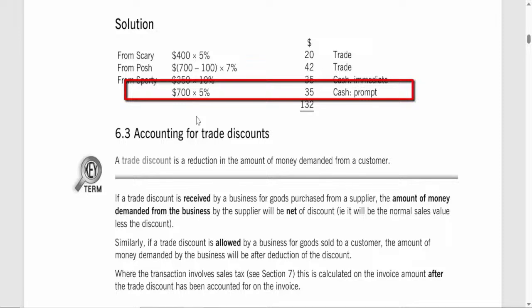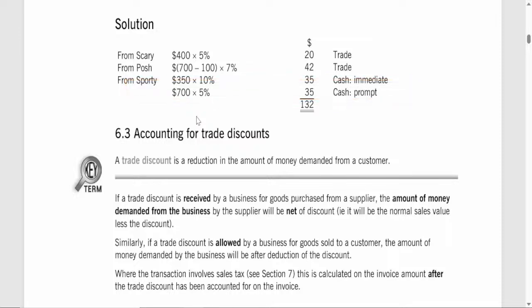For this discount, we calculate 5% of $700. $700 multiplied by 5% equals $35. This means Ginger saves another $35 on this purchase due to the prompt payment. Adding up Ginger's total discounts.